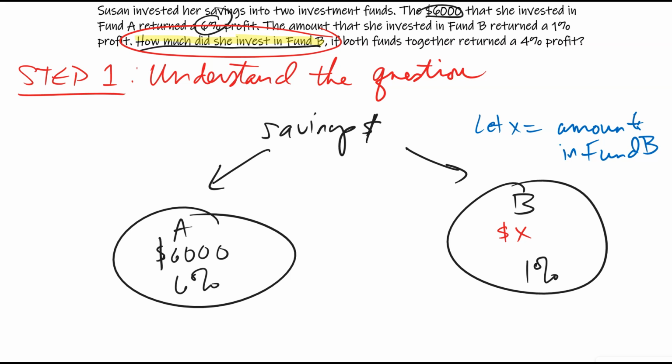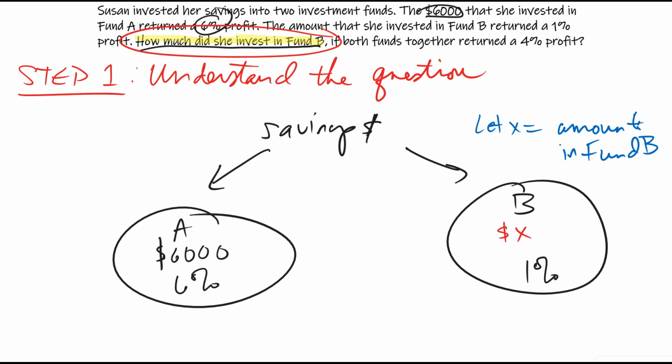And before we proceed, let's just restate the question. Hopefully you can do this without looking at the question. You might try to pause and do this for yourself real quick. But we know that she has her savings that she splits into two funds. $6,000 in one fund. We don't know how much is in the other, but we're trying to figure that out. The first fund has 6% profit. The second fund has 1% profit. And we know that her total profit is 4% of what she invests. And that's what we start with here.